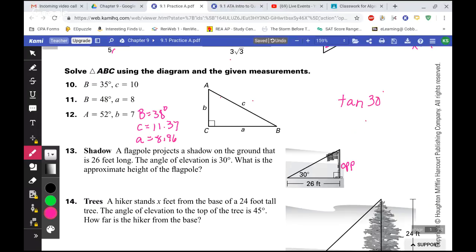So tan 30 degrees equals, and then you'll have tangent is opposite over adjacent. So we're looking for the opposite side. So we're going to multiply both sides by 26 to isolate the side that we're looking for. We'll just make opposite be x. And now we'll do 26 times tan 30 equals about 15 feet.